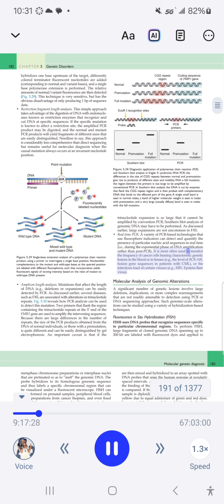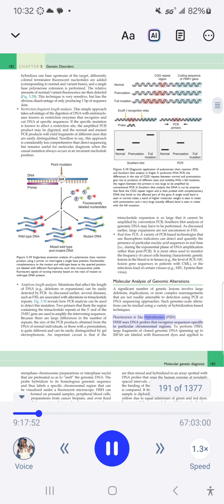It is most often used to monitor the frequency of cancer cells bearing characteristic genetic lesions in the blood or in tissues, e.g. the level of BCR-ABL fusion gene sequences in patients with CML, or the infectious load of certain viruses, e.g. HIV, Epstein-Barr virus. Molecular analysis of genomic alterations. A significant number of genetic lesions involve large deletions, duplications, or more complex rearrangements that are not readily amenable to detection using PCR or DNA sequencing approaches. Such genomic-scale alterations can be studied using a variety of hybridization-based techniques.